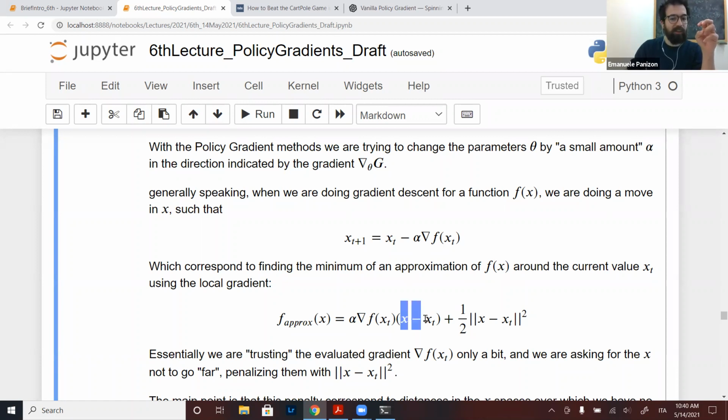This just says that if I move away from the place I'm in, I move along this gradient, but I also penalize the fact that I move, by a squared distance between where I am and where I end up. So if I try to minimize or maximize this, the first term says follow the gradient. The second term means don't go far.